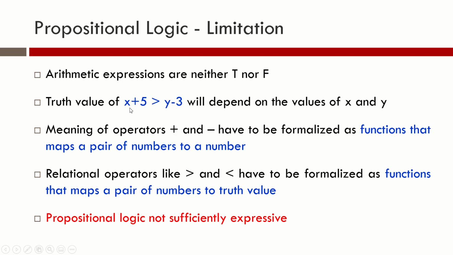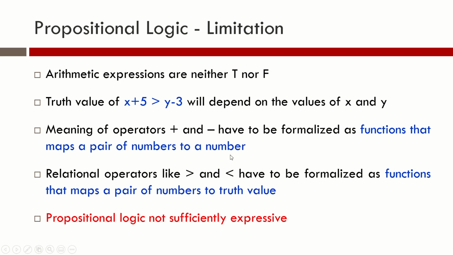Whereas suppose the value of x again is say 1 and the value of y is say 15. In that case, x plus 5, that is 1 plus 5, will be 6, whereas 15 minus 3 is 12. And the truth value of this arithmetic expression will be false. So, in the case of arithmetic expressions, the truth value will depend on what values we assign to x and y.